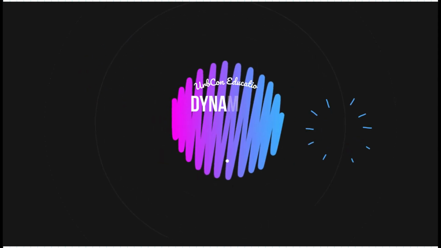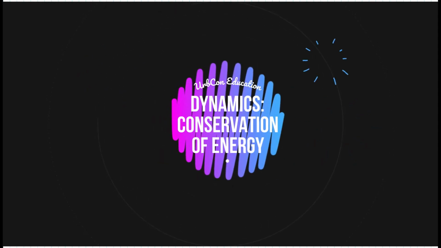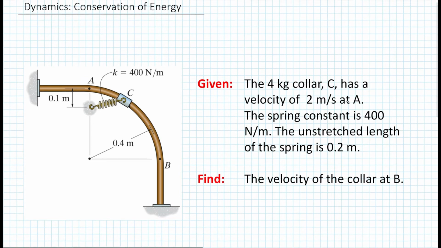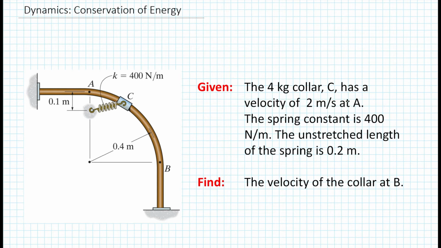Hey everyone, this mini lecture will cover conservative forces and the conservation of energy examples. So in this example, we're given that the 4 kilogram collar, as shown, C, has a velocity of 2 meters per second at A. The spring constant is 400 Newtons per meter. The unstretched length of the spring is 0.2 meters. The velocity of the collar at B is what we're asked to find.